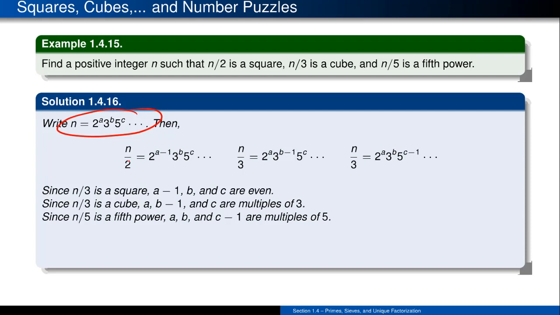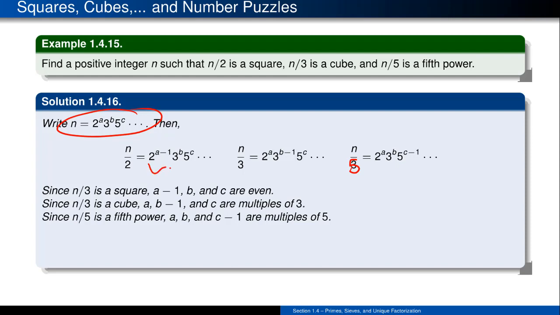If you take n divided by 2, it's going to decrease the a by 1. If you take the n divided by 3, it's going to decrease the b by 1, keeping everything else fixed. And if you take n divided by 5, it's going to decrease the power of 5 by 1.